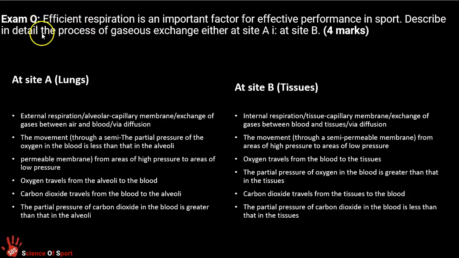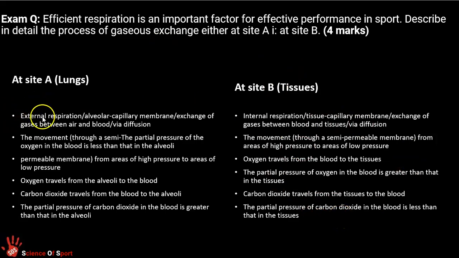So this question actually came from a previous A-level paper. Efficient respiration is an important factor for effective performance in sport. Describe the detail of gaseous exchange either at site A or B. So this came with a diagram showing the lungs or the muscles. So here's the description of gas exchange at the lungs. And because it says gas exchange and it doesn't specify a gas, it wants you to describe both. Similarly, here's the information for the muscle site.